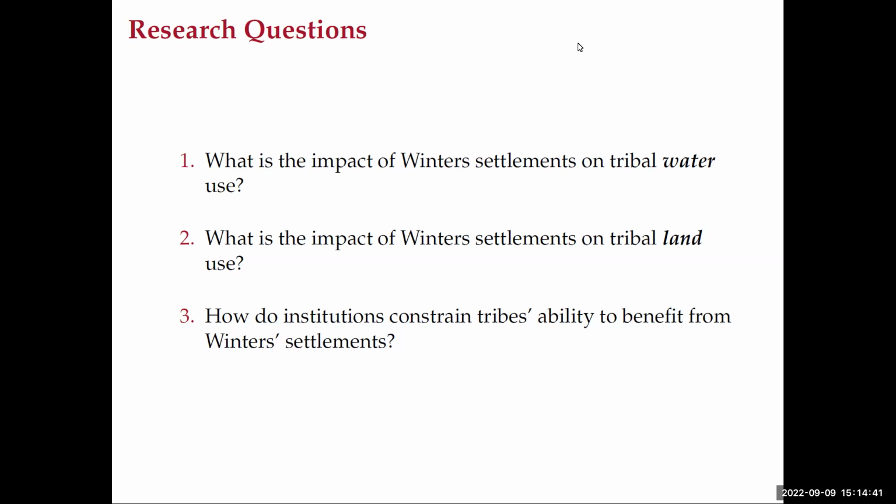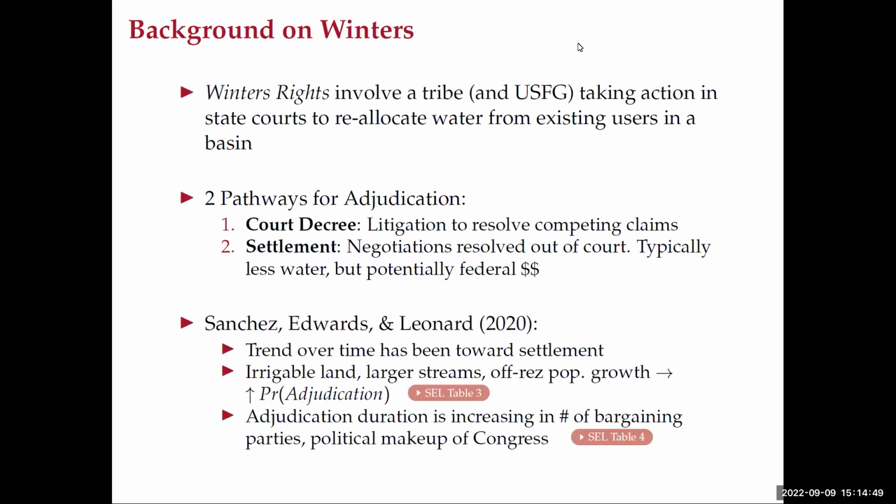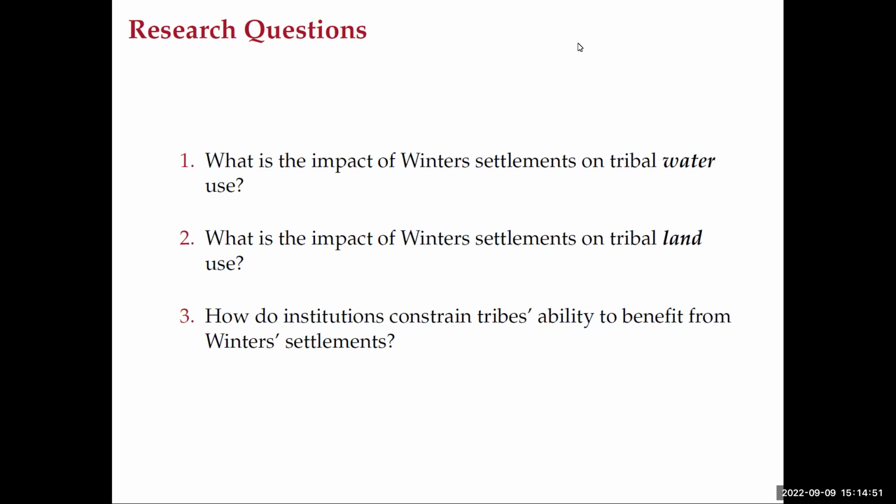Given the amount of time, I probably won't get to those, but in the paper we spend a lot of time talking about what we find. What we find is that many of the tribes use a small fraction of the water that they've actually gotten through the settlements. And this is over a period of decades. And so what we want to understand is, well, why?